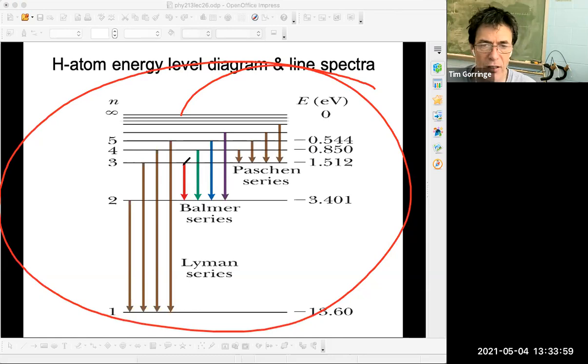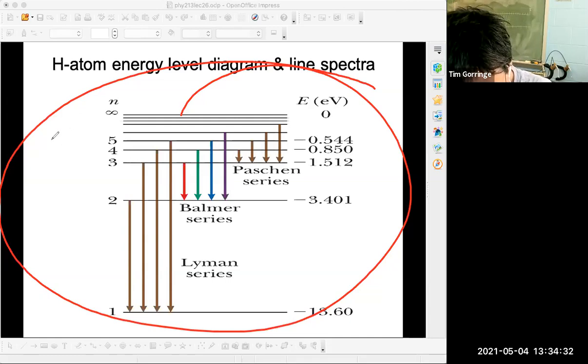Here's a sketch that emerges from Bohr's wave particle model of the atom. It's called an energy level diagram of the hydrogen atom, and it shows the energy levels of the hydrogen atom together with the line spectra that are emitted from the hydrogen atom. So there's a lot of interesting information on this plot.